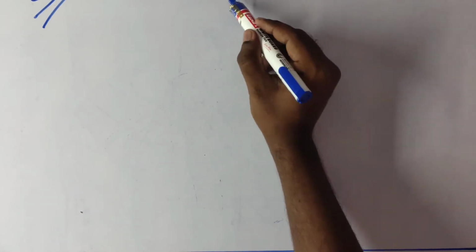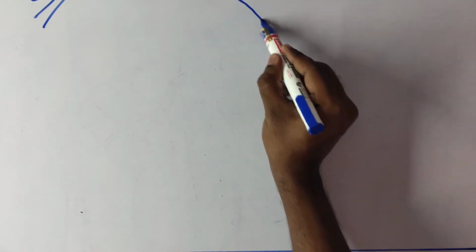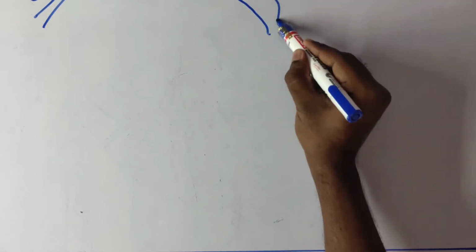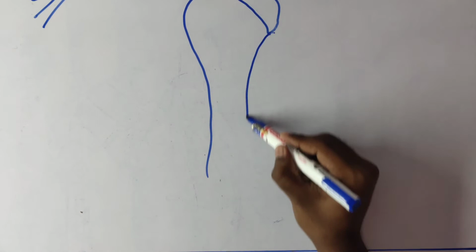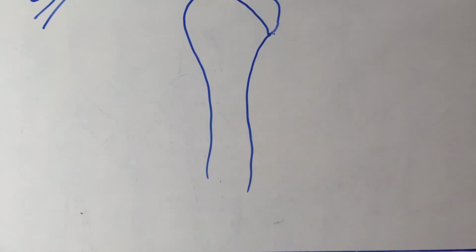The diagram is like this, and this is the head, this is the head part, and this is the upper part of humerus.